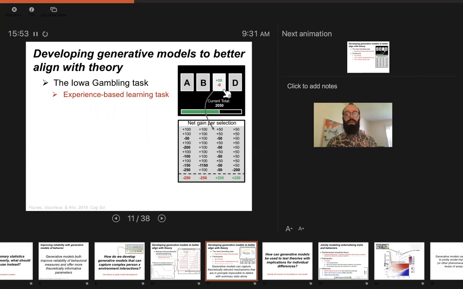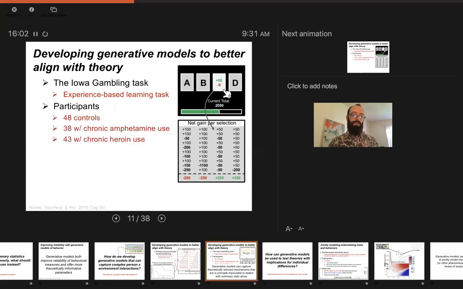And what we often find is that groups with externalizing psychopathology tend not to perform as well as controls, or people without externalizing disorders. And so we were interested in looking at this, and specifically we looked at it in the context of substance use disorders. So we had 48 control participants, these are all adults, 38 with a history of chronic amphetamine use, and 43 with a history of chronic heroin use.